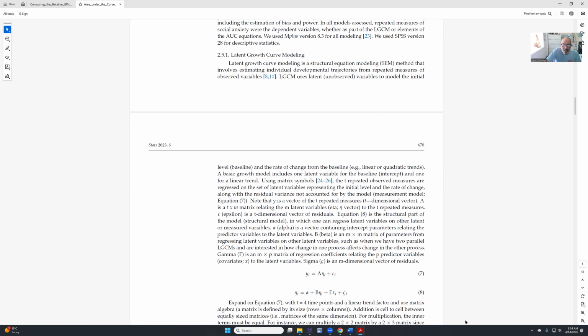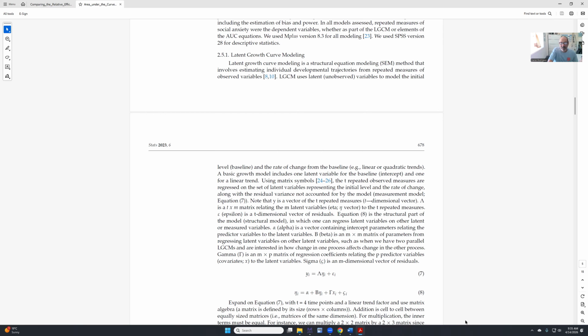So LGM, I call it latent growth curve modeling. Some people call it latent growth modeling, some people call it growth curve modeling. The idea is it involves latent variables. It is a structural equation modeling method, and it involves estimating individual developmental trajectories. So trajectories change over time, but we're looking at each individual's developmental trajectory, measured from repeated measures of some observed variable. Whatever the variable of interest is, we might be interested in, say, change in depression, and we'd like to predict that. So this really involves our dependent variable.